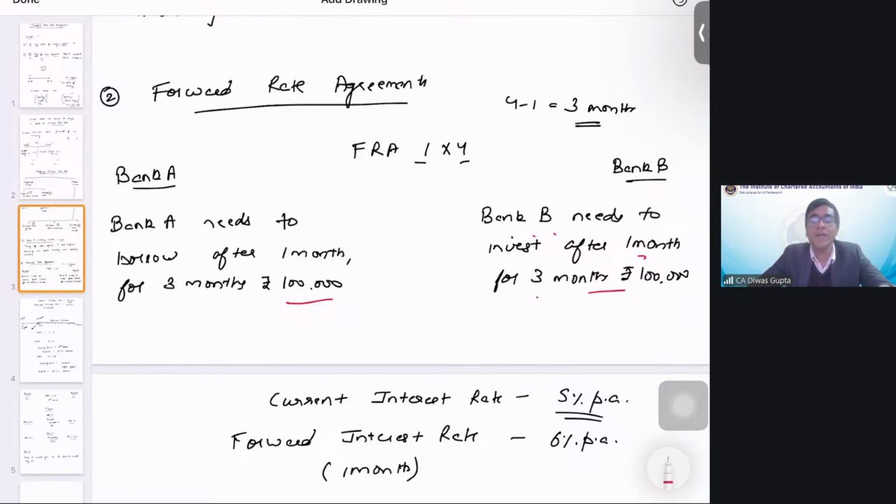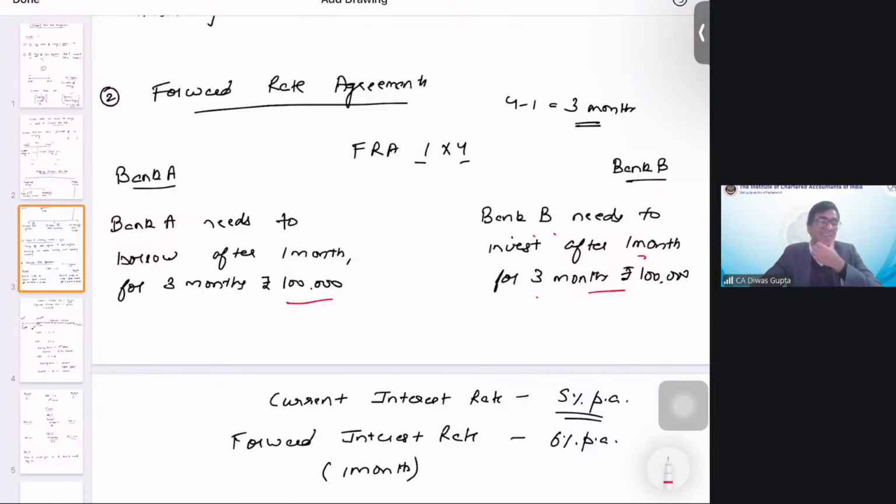So you see, both the banks have opposite positions. But the factual thing is they want to borrow or invest after 1 month, and their ticket size is also same, which is 1 lakh rupees. The duration is also same, which is 3 months. Okay.